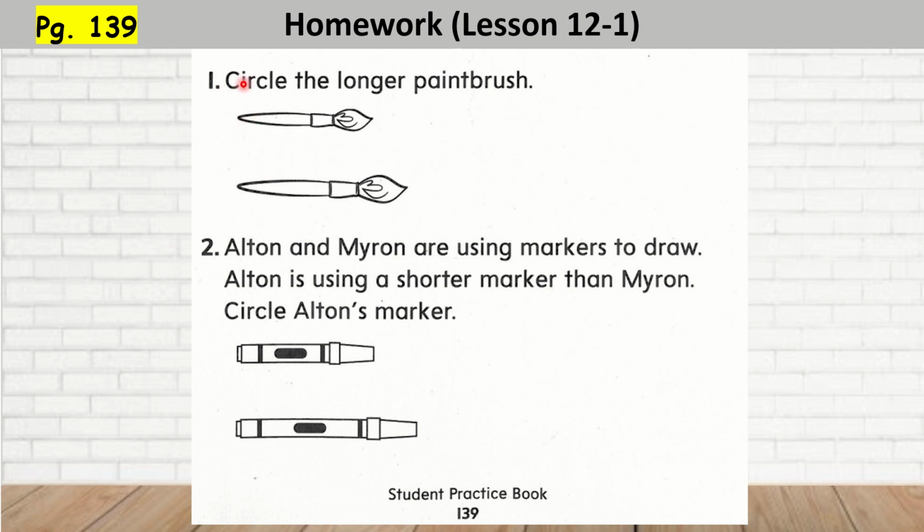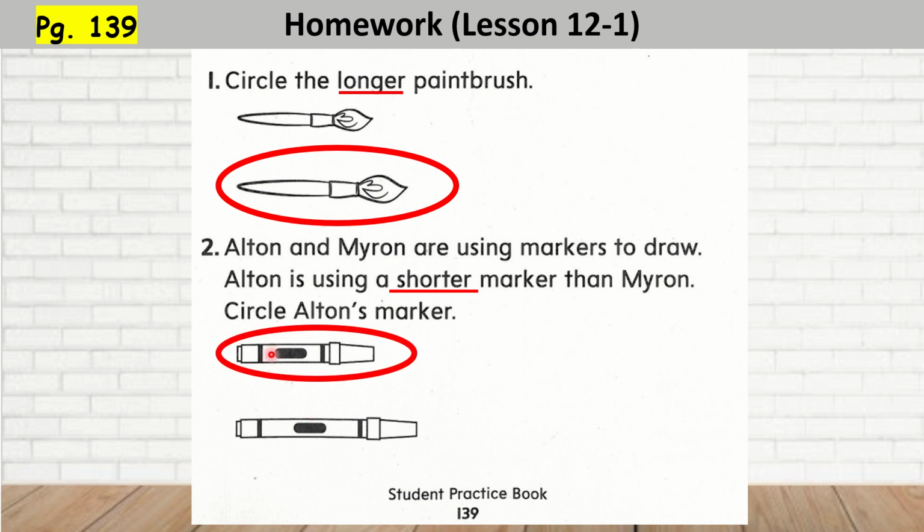So this is question 1. Circle the longer paintbrush. Which one is longer? If you circle this one, you are correct, longer. Question 2, Alton and Myron are using markers to draw. Alton is using a shorter marker than Myron. Circle Alton's marker. The question told you that Alton is using a shorter marker. So which one of these is shorter? This one or this one? If you circled the first one, you are correct.